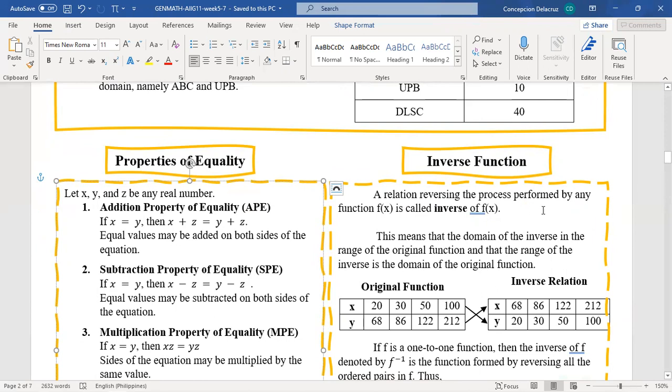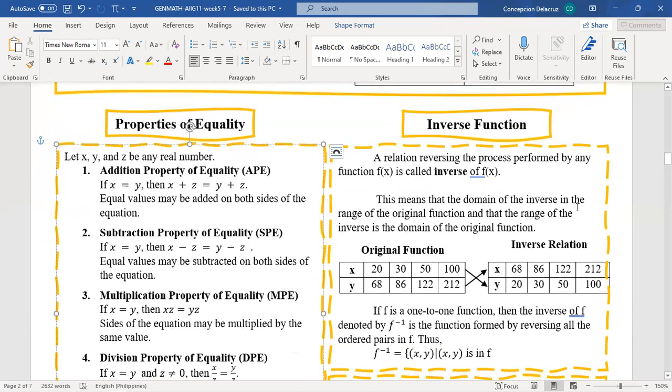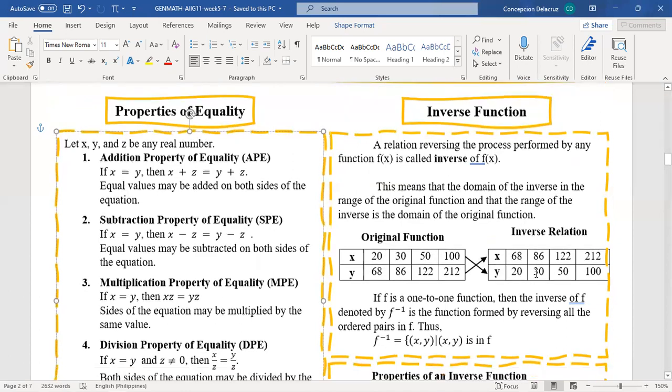So a relation reversing the process performed by any function f of x is called the inverse of f of x. So this means that the domain of the inverse is the range of the original function, and that the range of the inverse is the domain of the original function. So look at this. The original function has x values 20, 30, 50, and 100, and y values 68, 86, 122, 212. When inversed, the values are reversed. The value of y becomes the value of x, and the value of x becomes the value of y. Just like this illustration. Okay?